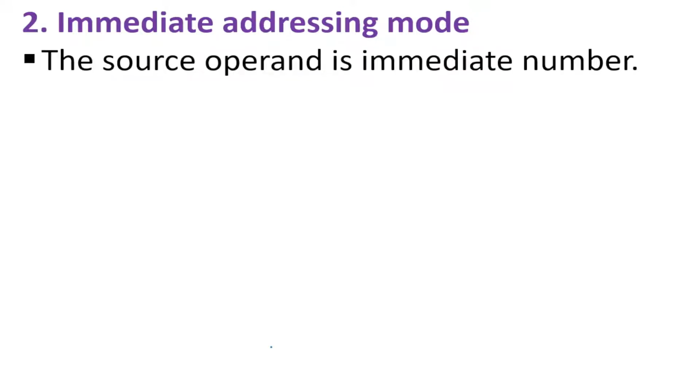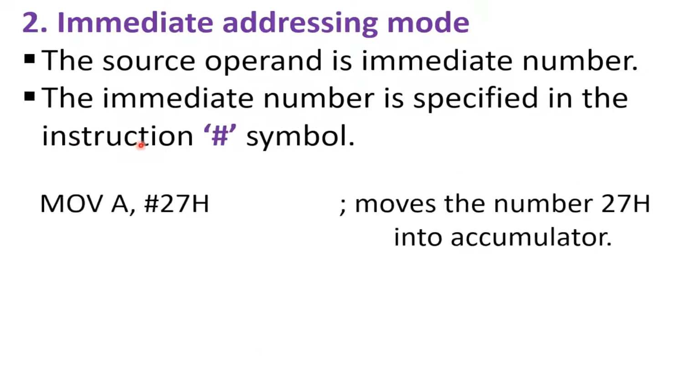It is immediate addressing mode. The source operand is an immediate number. So what does it mean? It means that the number which is to be moved to the destination is mentioned in the instruction itself. Here you will see that MOV A, #27h is written. So the number is preceded by hash symbol. The immediate number is specified in the instruction and the hash symbol indicates that the number itself is to be moved into accumulator. So 27 is moved into accumulator as it is.